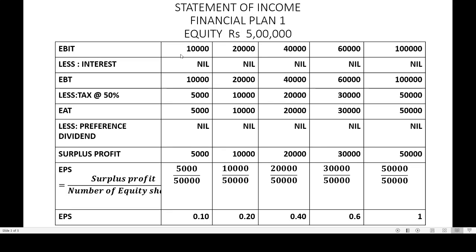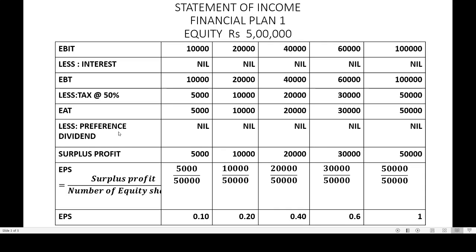Now we know that there are different levels of EBIT, that is 5 levels of EBIT. You can see here EBIT 10,000, 20,000, 40,000, 60,000 and 1 lakh rupees. Less interest. There are no debts, so there is no question of paying interest, so it's nil. So EBT is the same, 10,000, 20,000, 40,000, 60,000 and 1 lakh. Less tax at 50%. 50% of the EBT, that is 5,000, 10,000, 20,000, 30,000 and 50,000. Earnings after tax, that is EBT minus tax. 10,000 minus 5,000, that is 5,000. The next case 10,000, third case 20,000, fourth case 30,000 and fifth case 50,000.